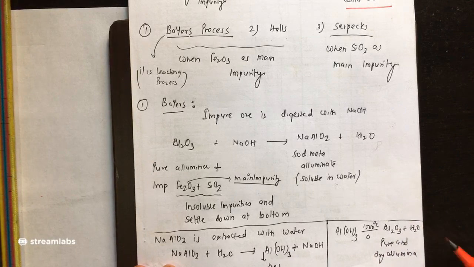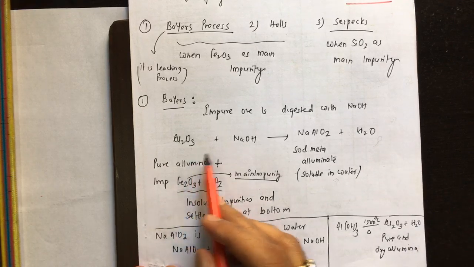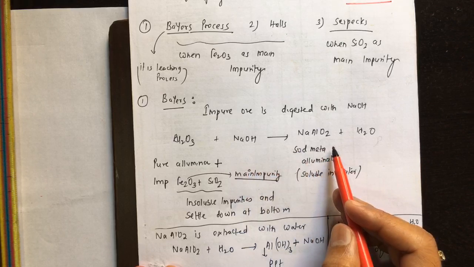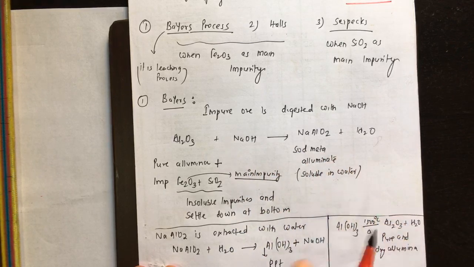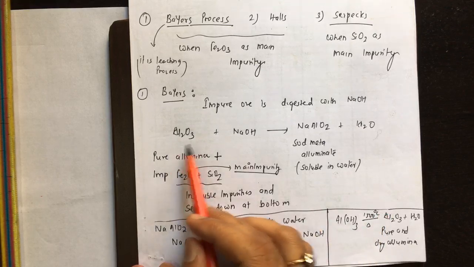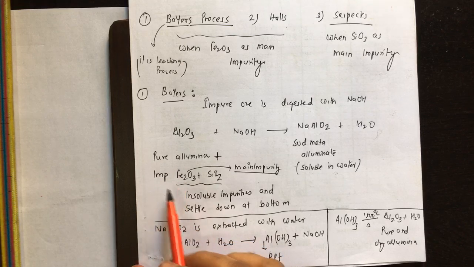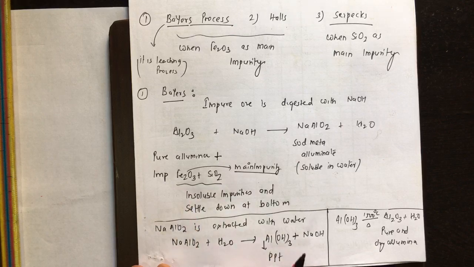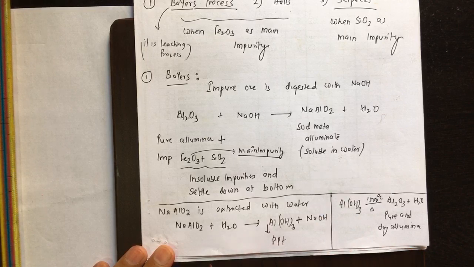Digest means you make a reaction with NaOH and leave it for 10 to 12 hours. So Al2O3 is there. It reacts with NaOH, forms sodium meta-aluminate along with H2O, and this sodium meta-aluminate formed is soluble in water. And what you have here, you have pure alumina plus impurity of Fe2O3 and SiO2. So Fe2O3 is present as a main impurity here. Insoluble impurities will settle down at the bottom. That is what is talked about.